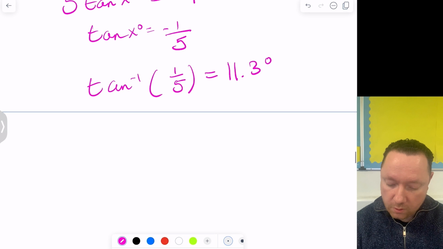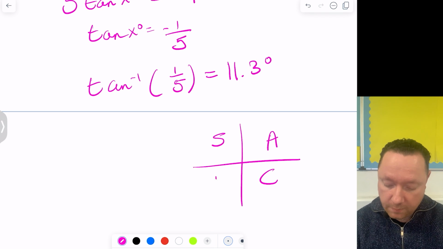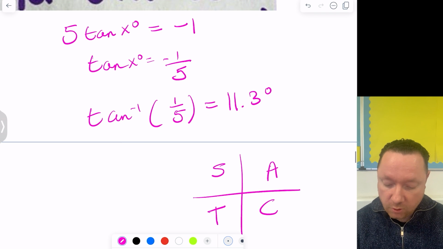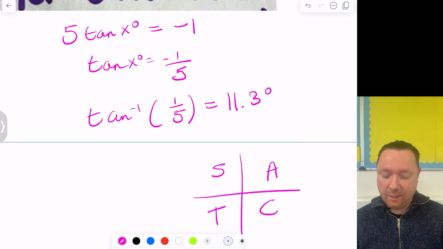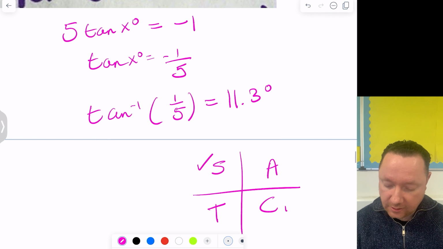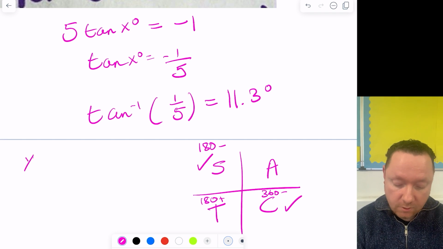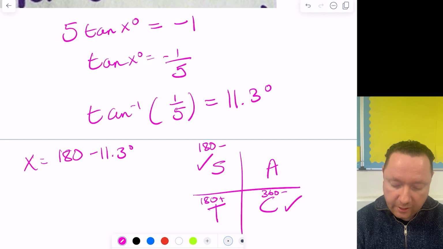So now I can get a cast diagram. Hopefully you all know how these work, but I'll briefly go through it. Essentially, I'd usually tick A and T if tan was positive, but since it's negative, I pick the other 2, which is S and C. With this one, I do 180 minus the angle. This one will be 180 plus, and this one's 360 minus. 2 answers, you get x equals 180 minus 11.3, and x equals, from the C, 360 minus 11.3.